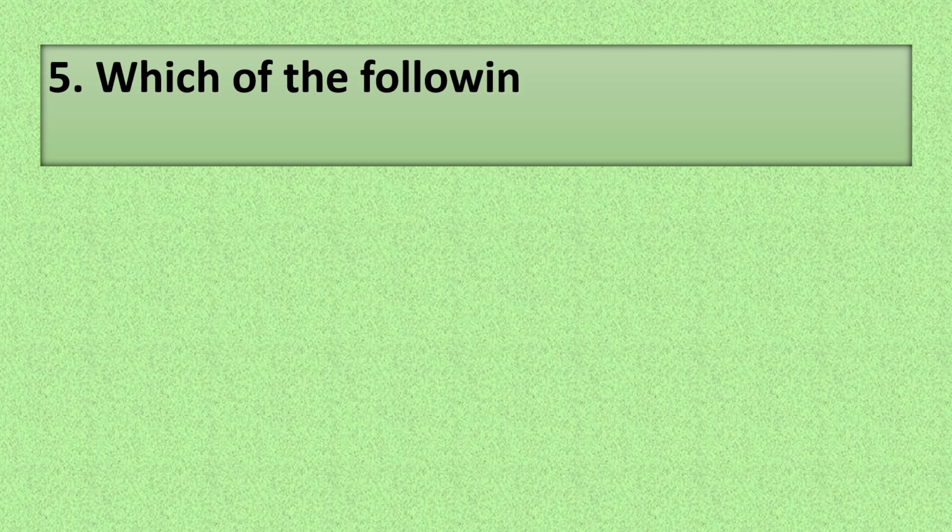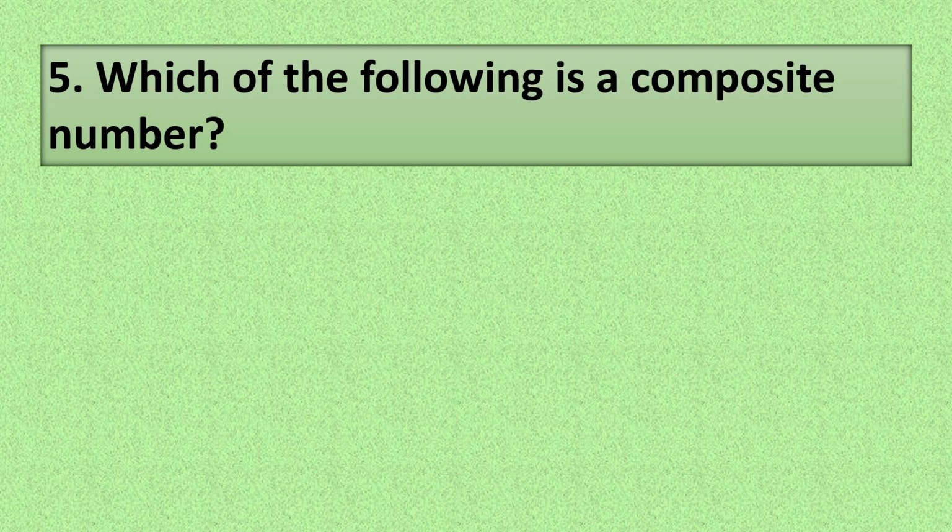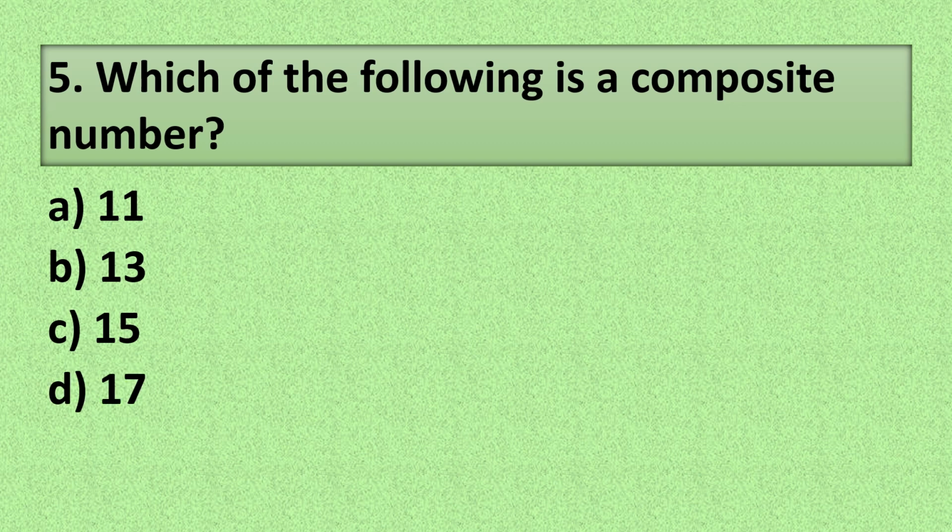Question number 5. Which of the following is a composite number? Options are A) 11, B) 13, C) 15, and D) 17. Which of the following is a composite number? And the answer is C) 15.